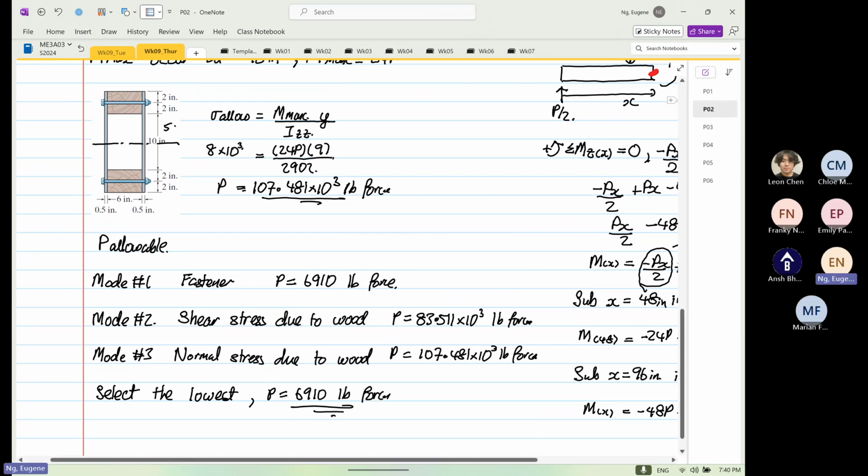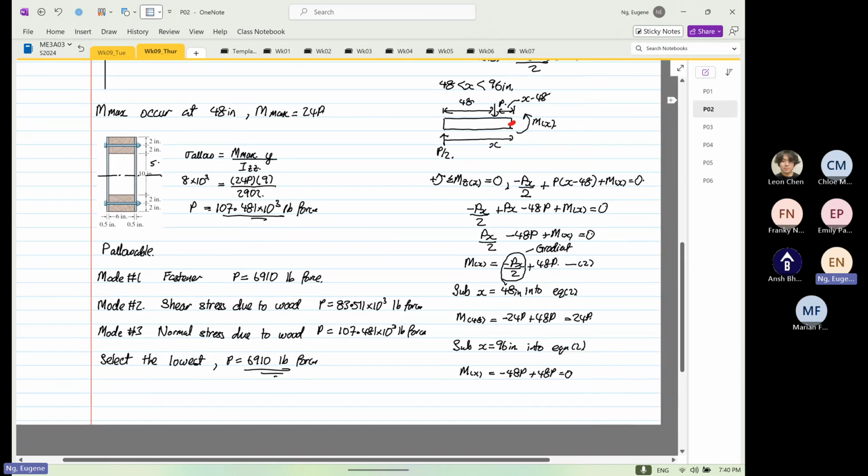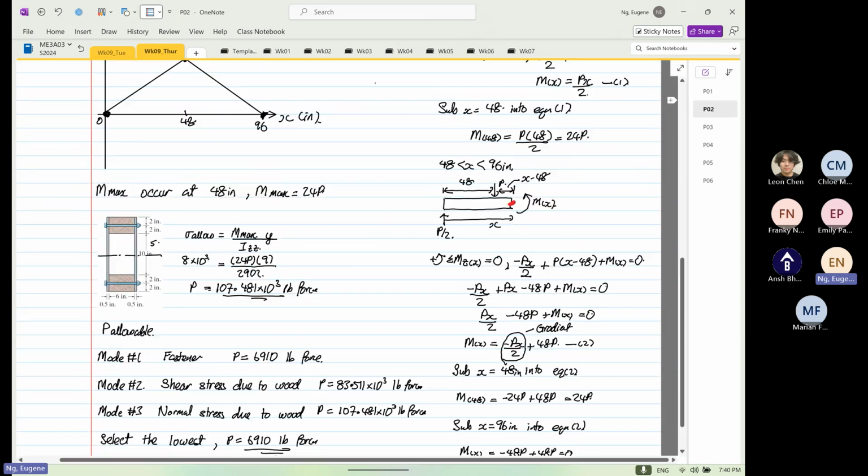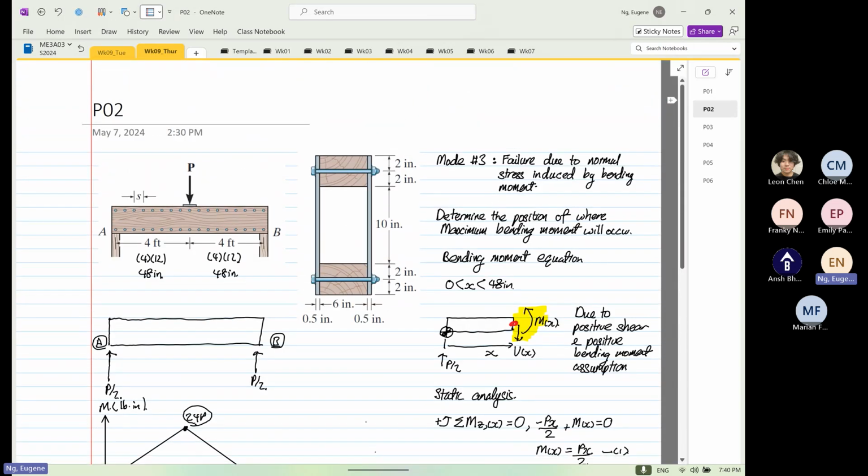Okay. You pick any higher than that, the fastener will fail. When the fastener fails, it does not matter the shear stress due to the wood or the normal stress due to the wood. Okay. So as I say, if you go to the engineering world, this is a very typical problem. And this is also part of our course.